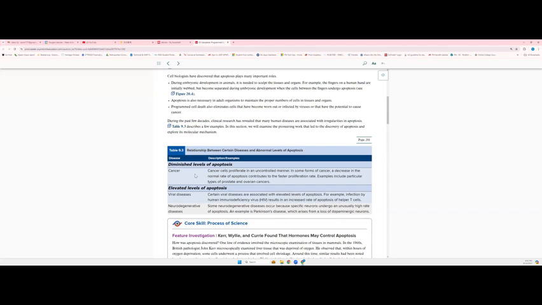For example, if cells cannot go through regular apoptosis, like I said, old cells, sick cells will keep going in an uncontrolled manner, right? This will become cancer. But apoptosis has to stay at a normal level, right?